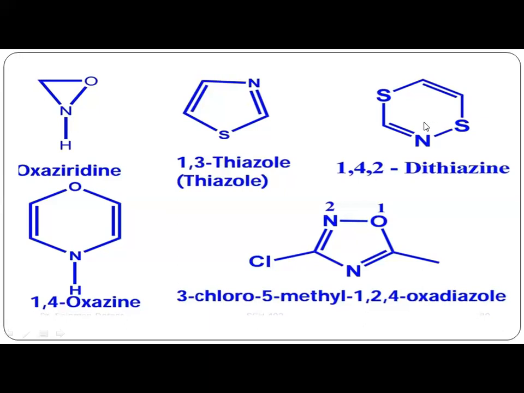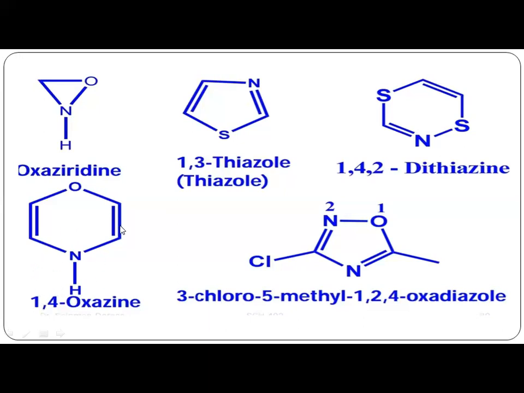There are 2 sulfur atoms, so I am going to write dithia, where di means 2 and thia means sulfur atom. After that, there is 1 nitrogen atom, so I am going to write aza. And ine is the suffix for a 6-membered unsaturated ring. So the combined name will be 1,4,2-dithiazine. Okay, let's see the next.